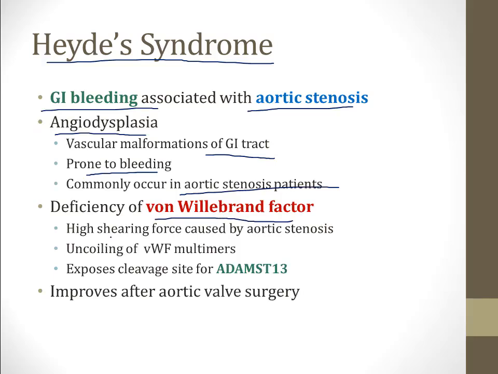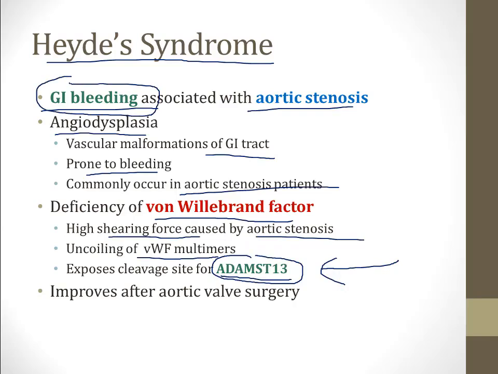This occurs because there are high shearing forces caused by aortic stenosis. As blood flows past that tight valve, there is uncoiling of the multimers of von Willebrand factor. This exposes the cleavage sites for ADAMTS13. So I told you that TTP is caused by a deficient activity level of ADAMTS13. In Hyde syndrome, you have overactivity of ADAMTS13. It's breaking down von Willebrand factor multimers and causing von Willebrand factor to be less efficient. So this also leads to the GI bleeding that is seen in patients with aortic stenosis.